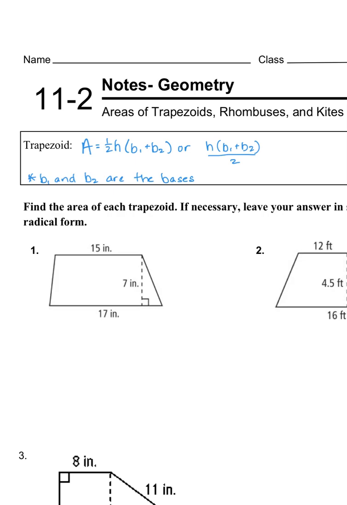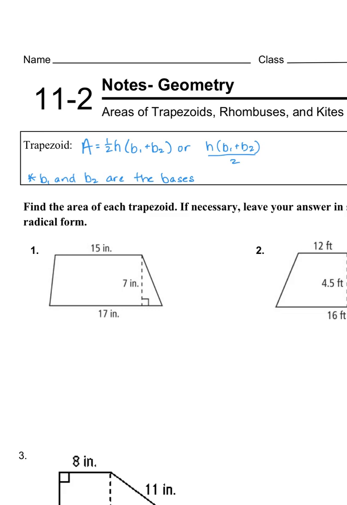Okay, so we're going to talk about the next three shapes today. We're going to talk about trapezoids, rhombuses, and kites. Again, I'm going to try to make this video as quickly as possible. So trapezoid is probably the hardest formula, and basically what you're going to do is you're going to add the bases, the parallel parts, multiply by the height, and then divide by 2.